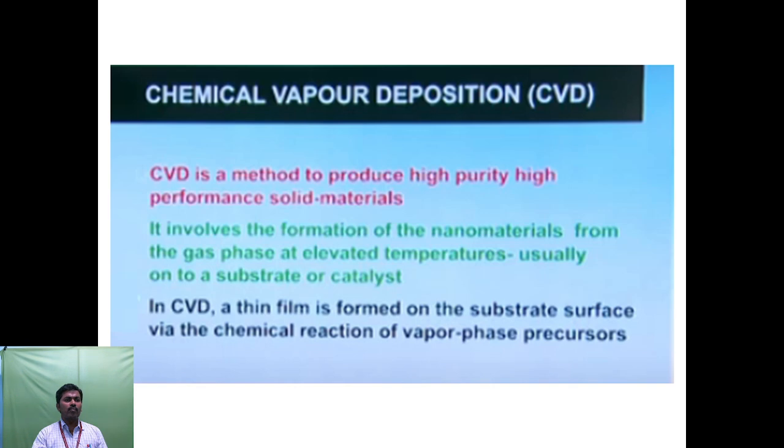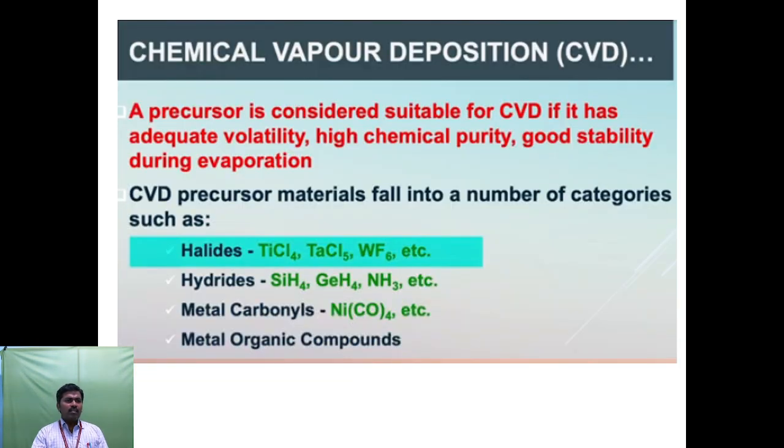The next method is chemical vapor deposition. Chemical vapor deposition is a method to produce high purity, high performance solid material. It involves the formation of nanomaterial from the gas phase at elevated temperature, usually onto a substrate or catalyst. In chemical vapor deposition, a thin film is formed on the substrate surface via the chemical reaction of chemical vapor precursors. A precursor is considered suitable for chemical vapor deposition if it has adequate volatility, high chemical purity, and good stability during evaporation.